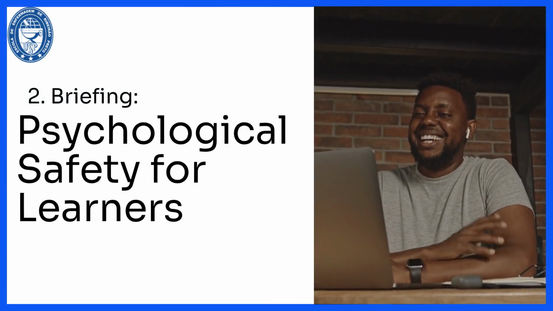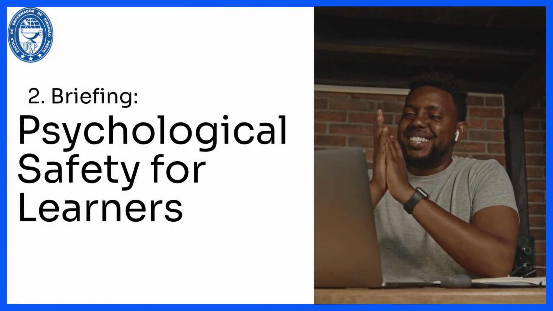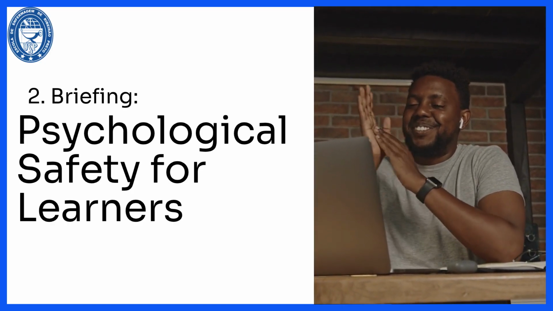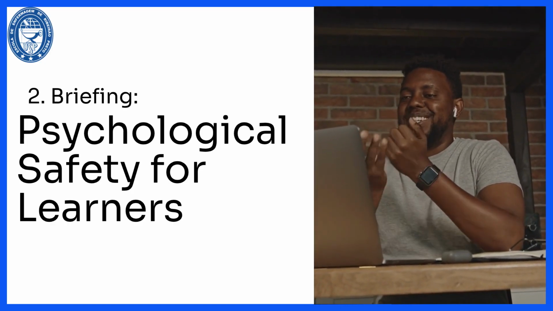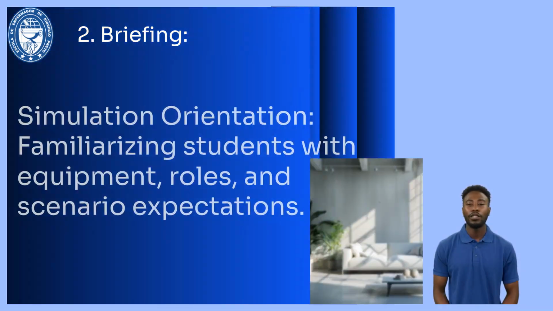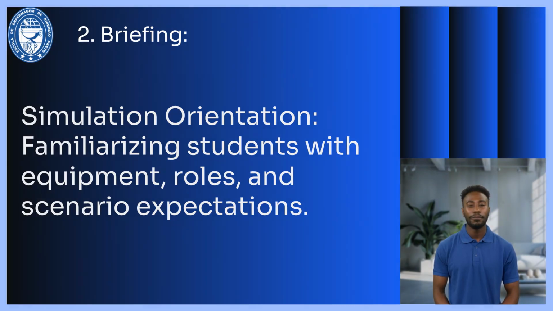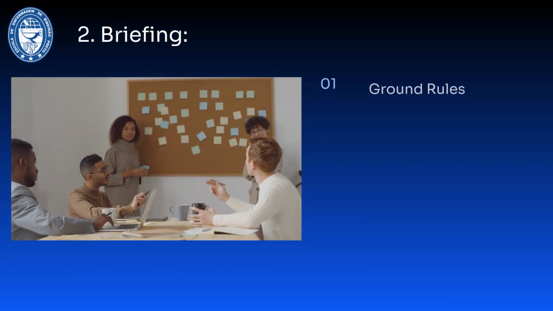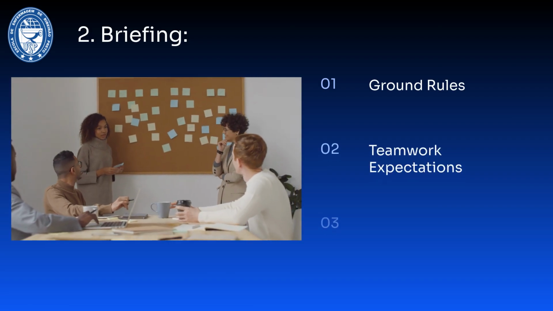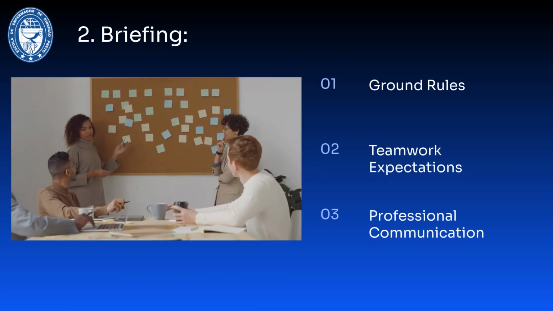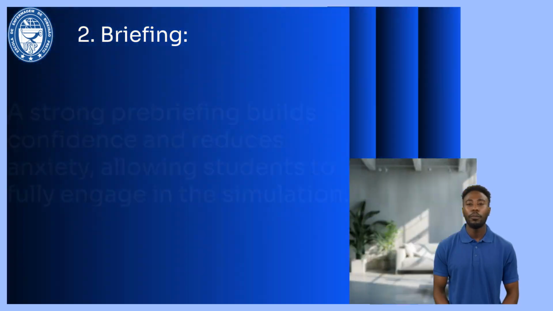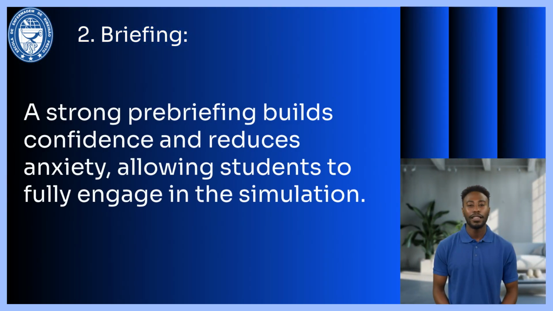2. Briefing. Psychological safety, creating an environment where learners feel comfortable making mistakes and learning from them. Simulation orientation, familiarizing students with the equipment, roles, and expectations of the scenario. Establishing ground rules, setting expectations for teamwork, communication, and professionalism. A strong pre-briefing builds confidence and reduces anxiety, allowing students to fully engage in the simulation.